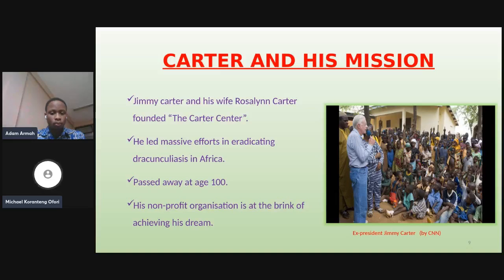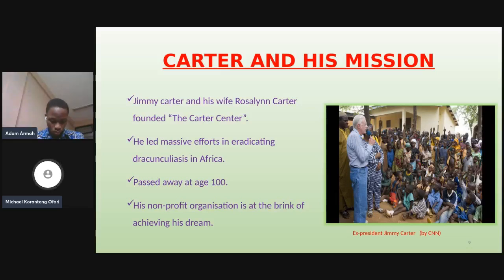And thanks to this effort, the guinea worm disease is now on the verge of complete eradication, with only a handful of cases left in just a few countries. Jimmy Carter always believed that no disease should hold back human progress. His work has saved millions from suffering, and even in his late 90s, he remains committed to seeing the guinea worm disease become the second human disease ever eradicated after smallpox.